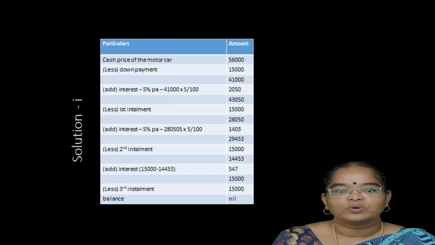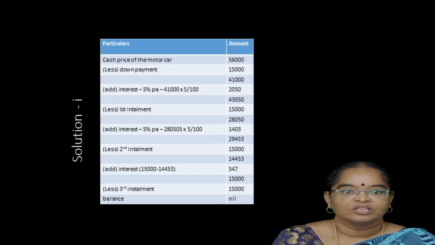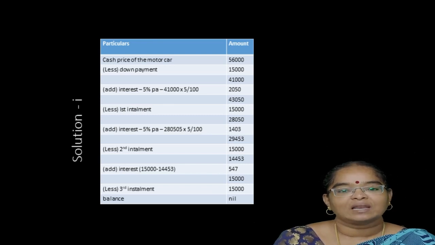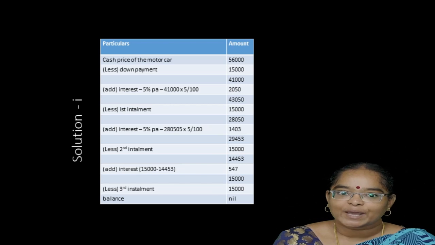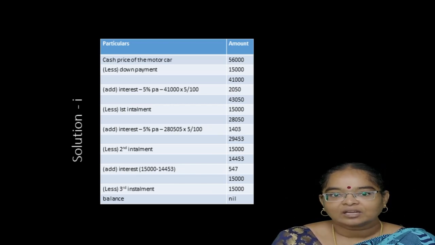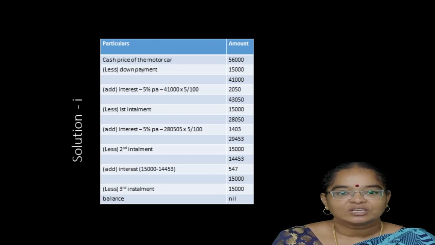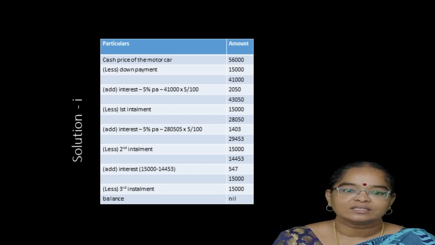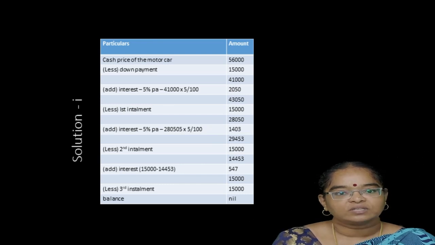The interest amount is 547. So totally 15,000, you have to subtract the third year installment. The last balance amount is 0. So the hire purchaser paid 3 installments, so the remaining amount will be 0. The interest included in each installment is, in the first year 2,050, second year 1,403, and in the third year 547. It is the solution for the first problem.